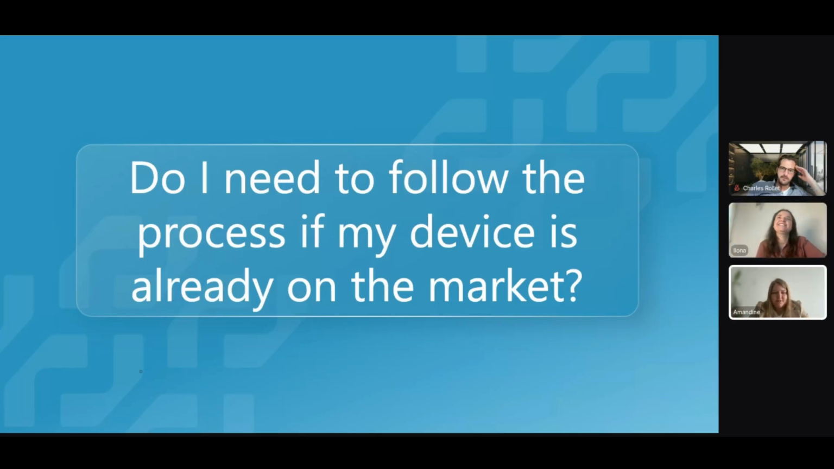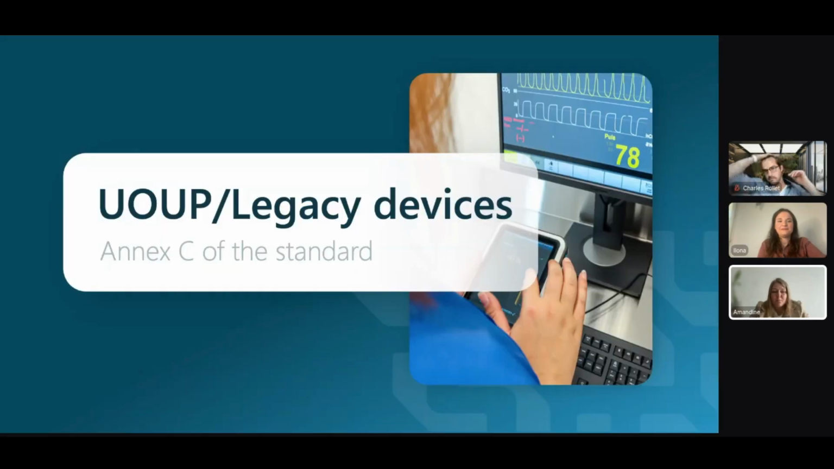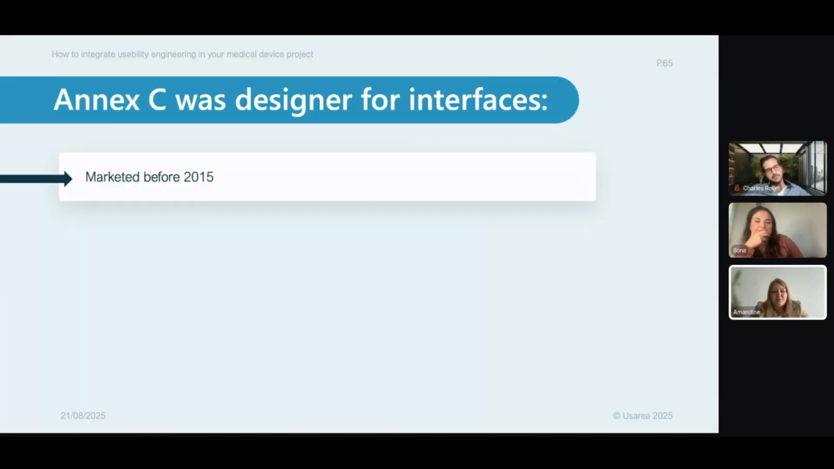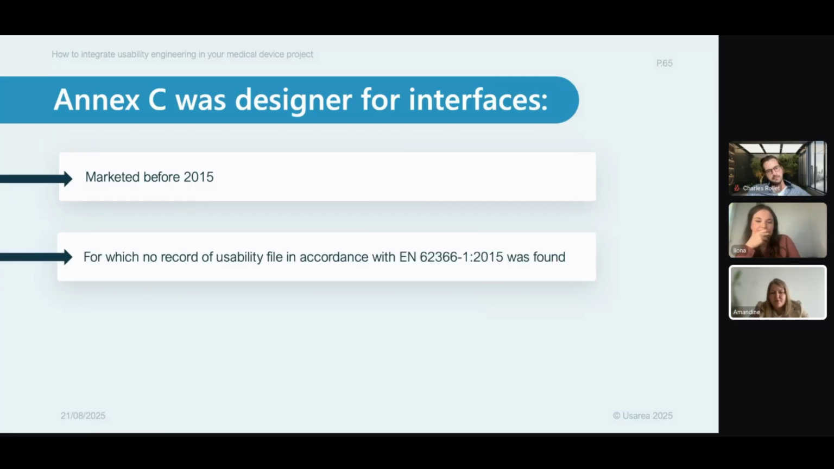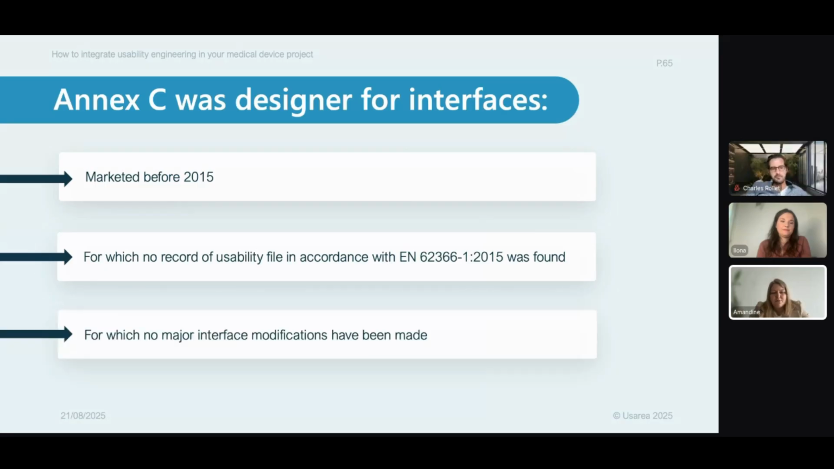All right, so I will talk about devices already on the market. Do you need to follow the process if your device is already on the market? The answer is yes, but you can use Annex C of the standard, which was designed for interfaces marketed before 2015, for which no record of usability file in accordance with EN 62366 2015 was found, and for which no major modification of the user interface has been made.